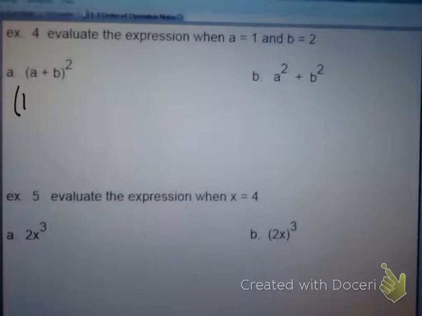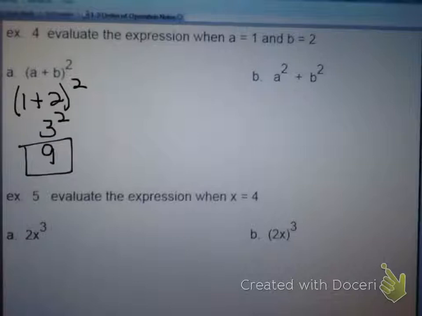Example 4, we are going to plug in what A and B stand for. A stands for 1 and B is 2. So we're going to plug that in, and then we're going to simplify using the order of operations. Order of operations says we do parentheses first. So 1 plus 2 is 3. And then we square it and get 9.